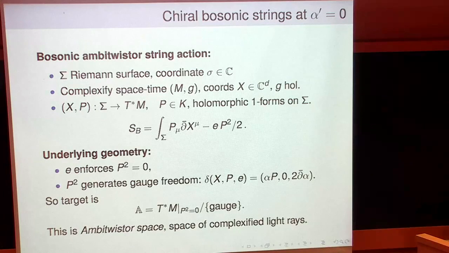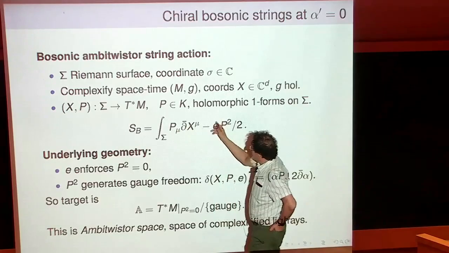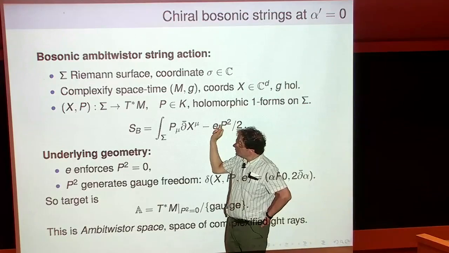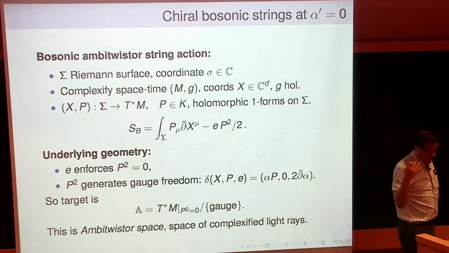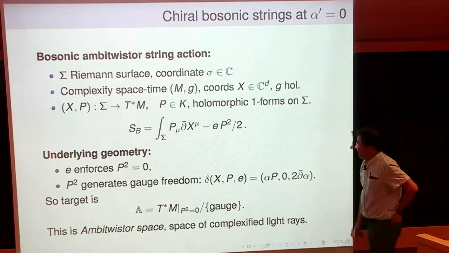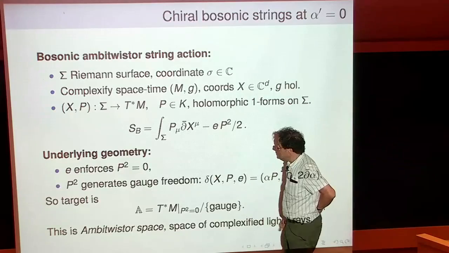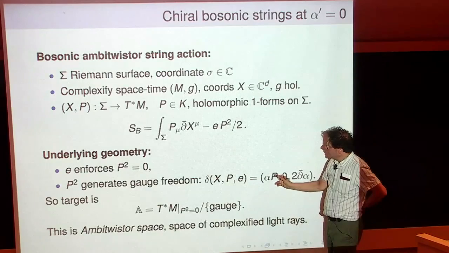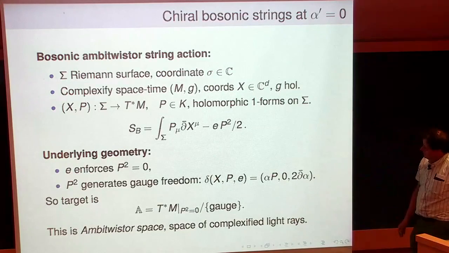Then these other fields here, the E has whatever weights it needs to make sense. And when you vary E, you find that P squared is vanishing, so this P actually has to be a null vector. This P squared is just what you get by contracting P with itself with the metric. You also find that this E plays a dual role as a gauge field for a gauge freedom which translates you in X up and down the null vector generated by P. So here I'm working in flat space, just to say it simply.